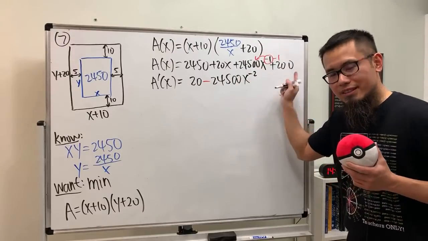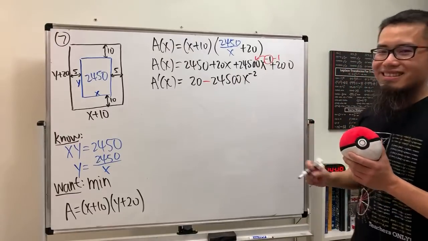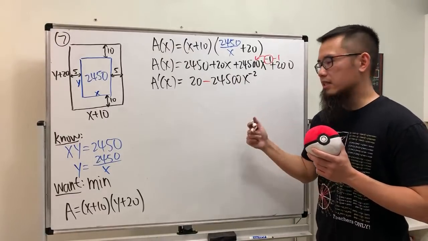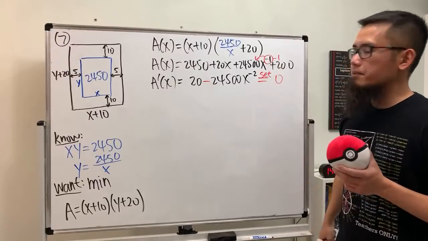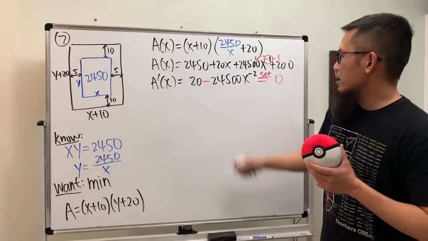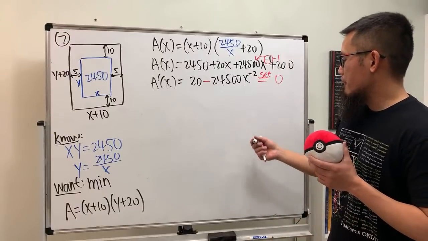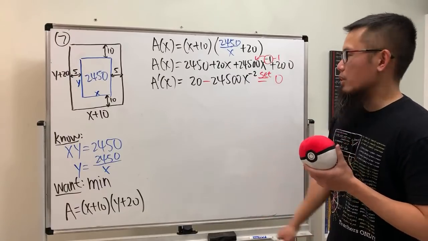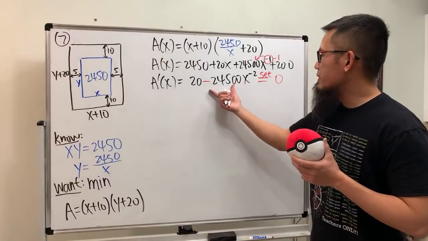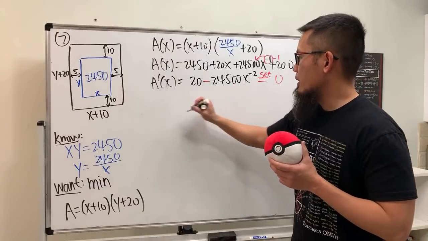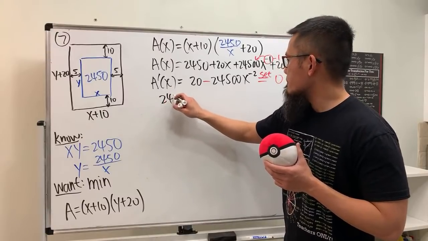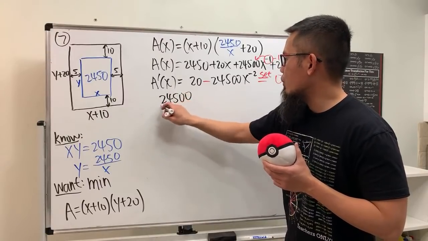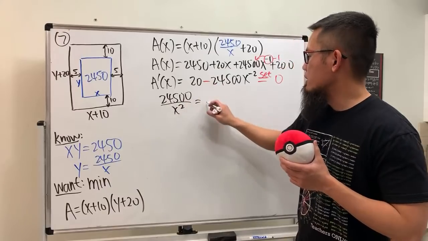For this, you guys know it. Let's say bye-bye to it. It's gone. All this is the derivative. Go ahead and set it equal to 0. Do the typical thing. It really depends on how you like to do your algebra, seriously. I'm going to move this to the other side. I'm going to write that down first though. We have 24500 over x squared equals 20, right?